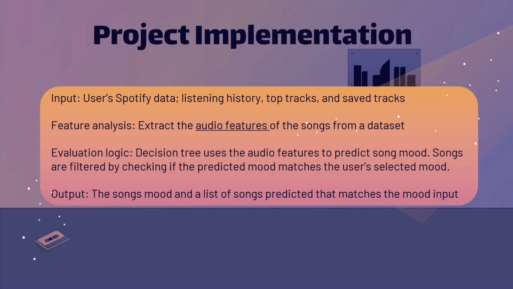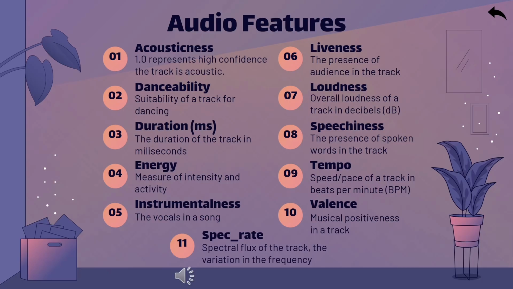Now is the project implementation. This is how the machine learning model is implemented. For the input, it will be the user's Spotify data, which are listening history, top tracks, and saved tracks. The songs retrieved will have their audio features extracted from a dataset. These audio features are the features that will be used by the decision tree model to perform the prediction on the song's mood.